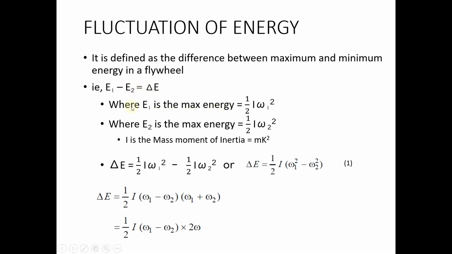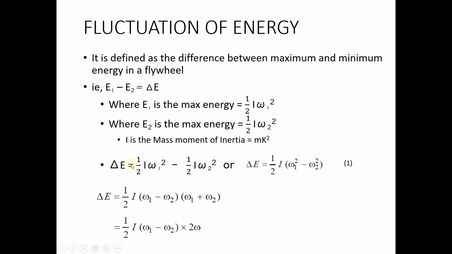The maximum energy E1 is given by the equation half I omega 1 square, where I is the mass moment of inertia and omega is the rotational speed. So omega 1 represents the maximum rotational speed, omega 2 represents the minimum rotational speed. So maximum energy E1 is equal to half I omega 1 square, minimum energy E2 is equal to half I omega 2 square. Mass moment of inertia, we know the equation I is also given by I is equal to mk square, where m is the mass and k is the radius of gyration.